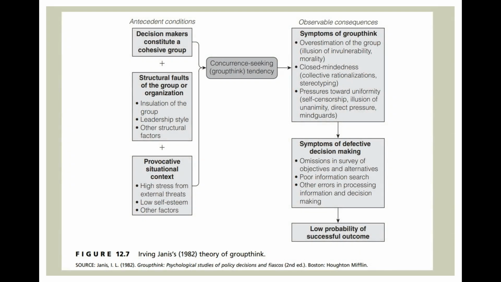He identified three key sets of antecedent conditions that set the stage for groupthink, including cohesion, structural faults of the group or organization, and provocative situational context. These conditions cause members to seek out agreement with others, and that is a concurrence-seeking tendency, which in turn leads to two classes of observable consequences: the symptoms of groupthink and symptoms of defective decision making. Let us first get to know the symptoms of groupthink.